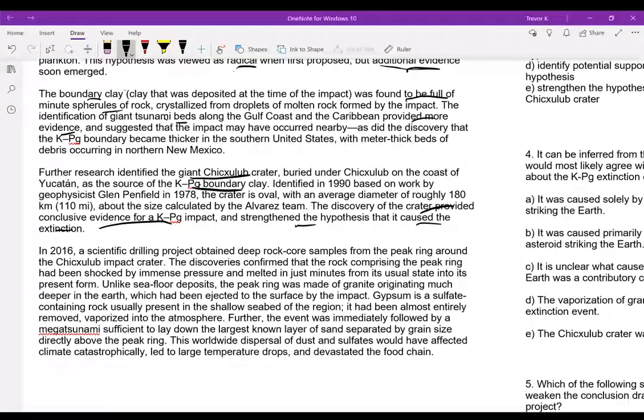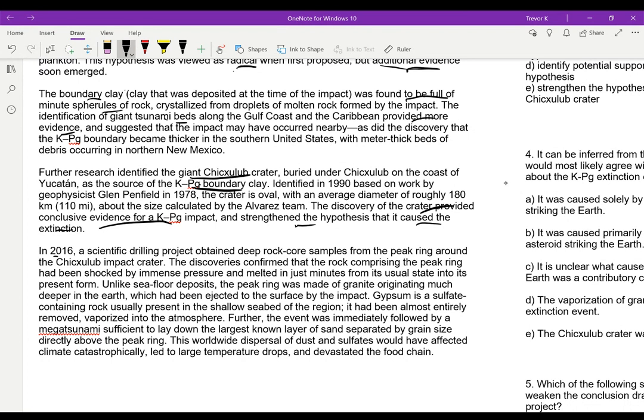So if you notice here, we've got the crater, which is the source of the clay, and it provides evidence for an impact and strengthens that it caused the extinction. So after Walter and Luis, we get this crater, and we've got an impact at the time of KPG, and maybe that it also caused extinction, or probably.